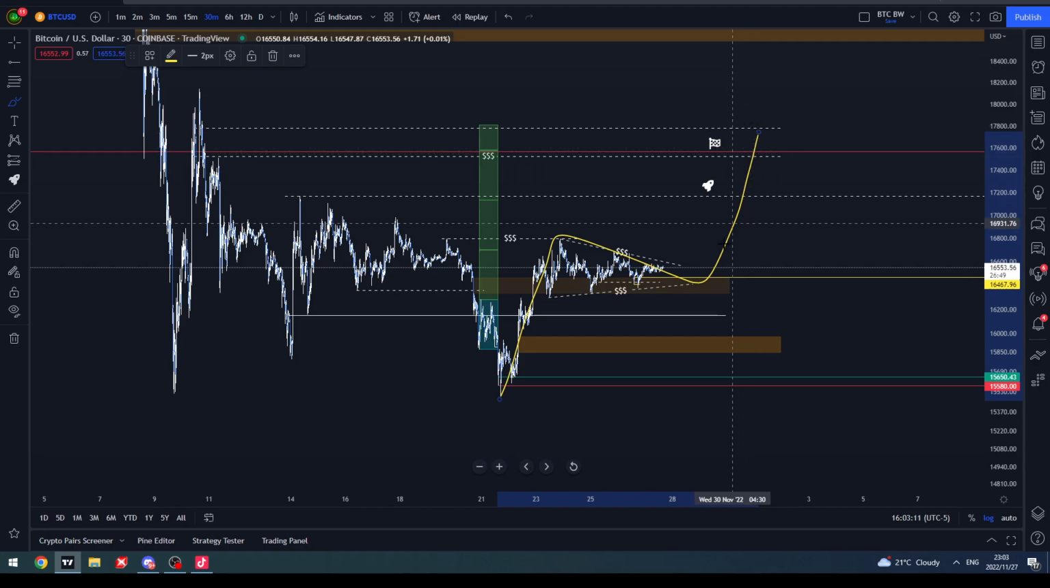Where would your liquidity then be? Anyone? Anyone in the chat? Anyone in the group? Where is the draw on liquidity after this?